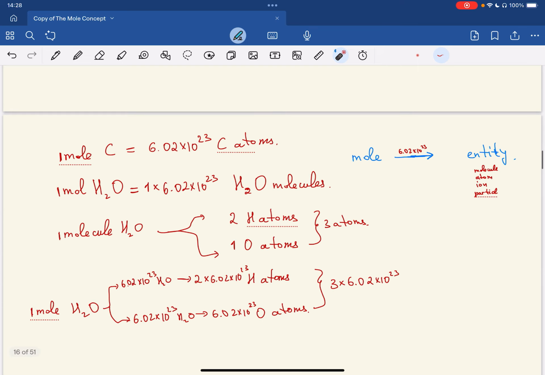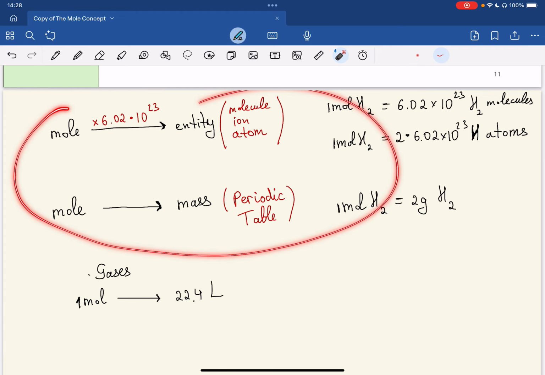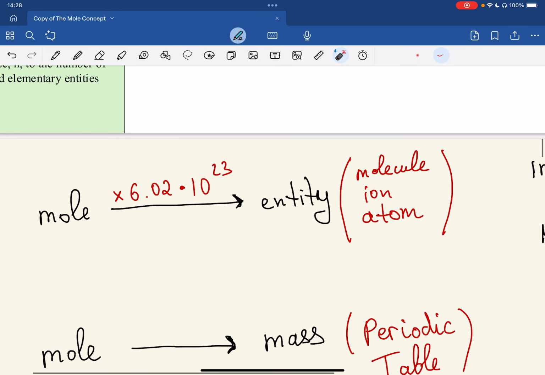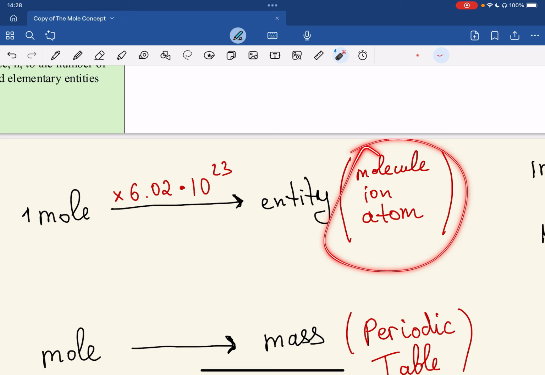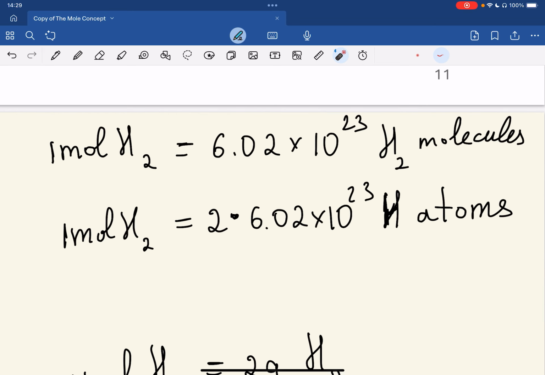Whenever I see a stoichiometry question, I always take a look at these. Always remember this. First of all, just know that 1 mole of any entity. What do I mean by entity? It can be a molecule, ion, atom, proton, or electron, etc. So whenever we change from mole to number of entities, we have to multiply by 6.02 times 10 to the power 23.